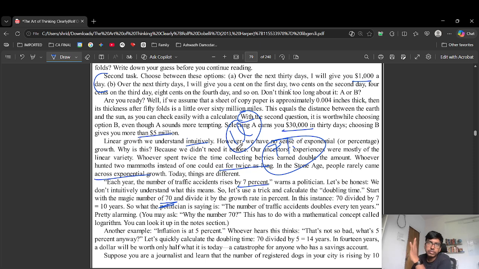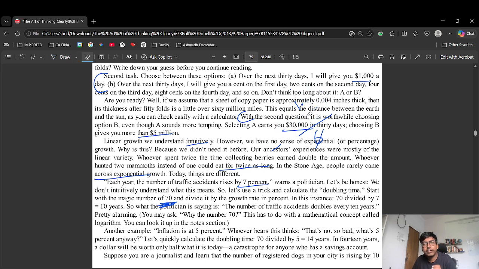70 by 7. Okay, this 70 should be there. 70 should be divided by 7. This is equal to 10 years. So 10 years time will it take for your money to double. Like your money will become 2 lakhs in 10 years if it grows by 7%. If it grows by 6%, then 70 divided by 6. So how much time will it take? 70 divided by 6 is 11 point something years. Okay, 11.4 or something years.